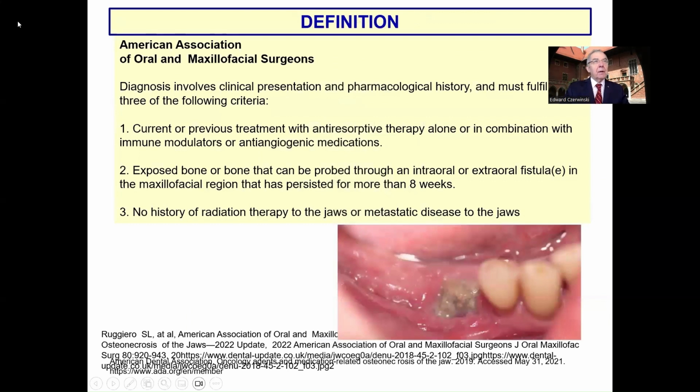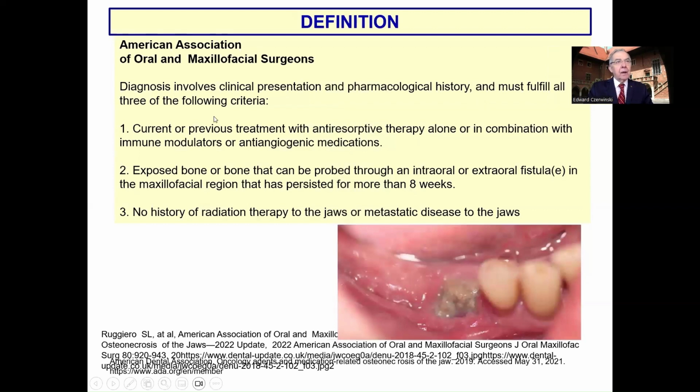The definition by the American Association of Oral and Maxillofacial Surgeons is that the diagnosis has to fulfill all three criteria: treatment with antiresorptive, or as I said, the combination with immune modulators or angiogenic medication; exposed bone, I mean directly exposed bone, or accessible through a fistula, persisting more than 8 weeks; and no history of radiation, because we know that radiation itself can generate osteonecrosis.